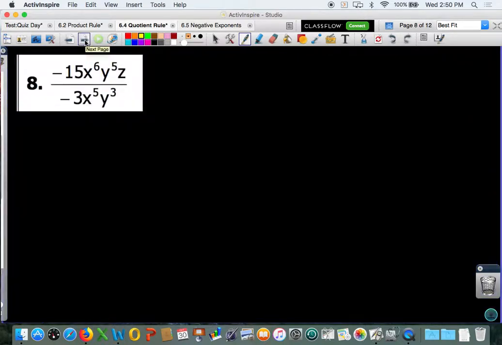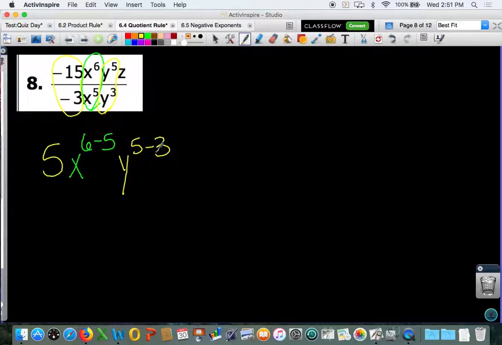All right, so now we've got some negatives. Now please remember, a negative divided by a negative is a positive. So I've got 15 divided by 3 is positive 5. I've got x to the 6th over x to the 5th, so I've got x, 6 minus 5. I've got y to the 5th and y to the 3rd, so I've got y, 5 minus 3. And you know what? z has nothing to subtract from it, so I'm just going to bring z down.